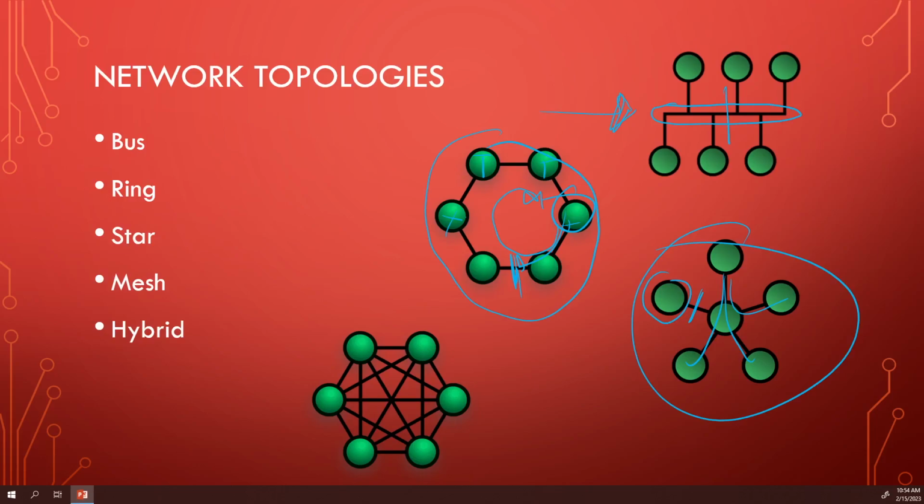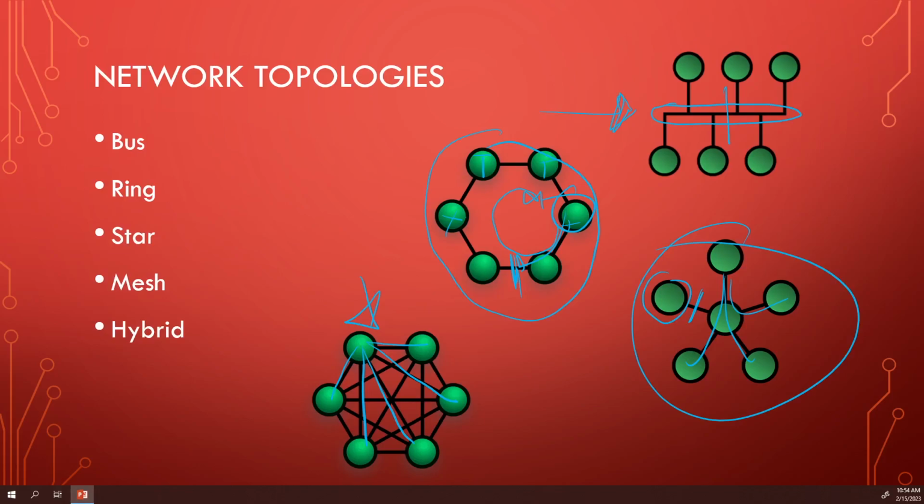Next we have mesh, which would be down here. You've all probably heard of mesh Wi-Fi networks, right? Mesh networking. It's like, oh, you don't have internet? Get mesh networking today. What you can see here is every circle has a direct path to every other circle. So this is going to be your most fault-tolerant option.